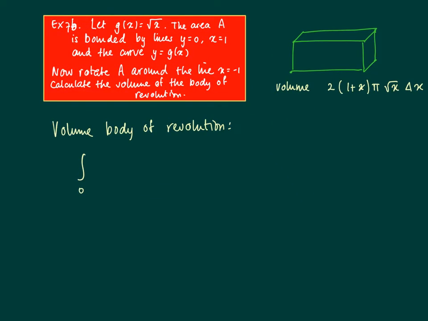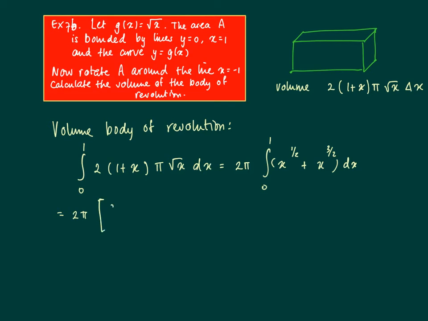So its volume is just the product of these numbers: 2 times 1 plus x times pi times square root of x times delta x. Then we get as the volume of the body of revolution the integral with x varying between 0 and 1 of 2 times 1 plus x, pi, square root of x dx. Now just take out the term 2 pi and we get x to the power one half plus x to the power three and a half, 1.5, between the boundaries 0 and 1.